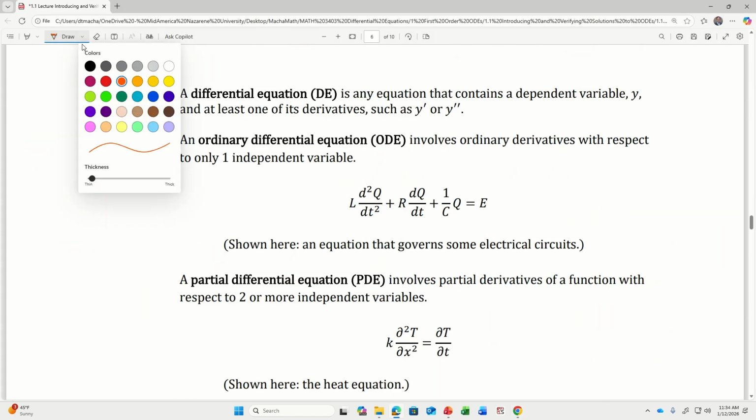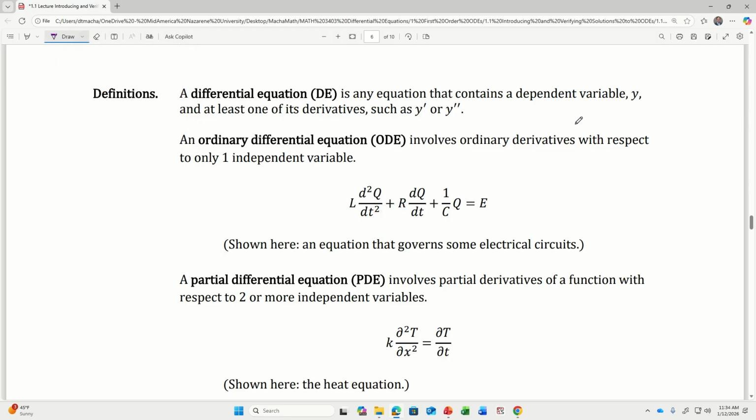All right, so recap vocabulary really quick. A differential equation is any equation that contains a dependent variable, which we call y, and at least one of its derivatives. So you see y prime or y double prime or something. An ordinary differential equation involves ordinary derivatives. So there's only one variable, and usually that's lowercase t for time.